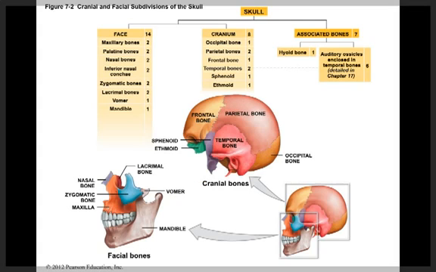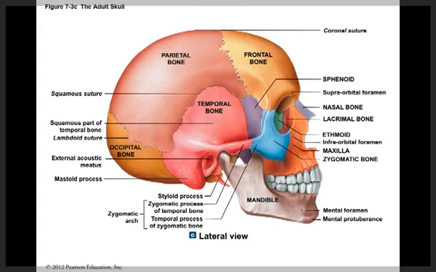facial bones. There are 14 different facial bones that we need to learn: the maxillary bones, the palatine bones, the nasal bones, the inferior nasal concha, the zygomatic bones, the lacrimal bones, the vomer, and the mandible.